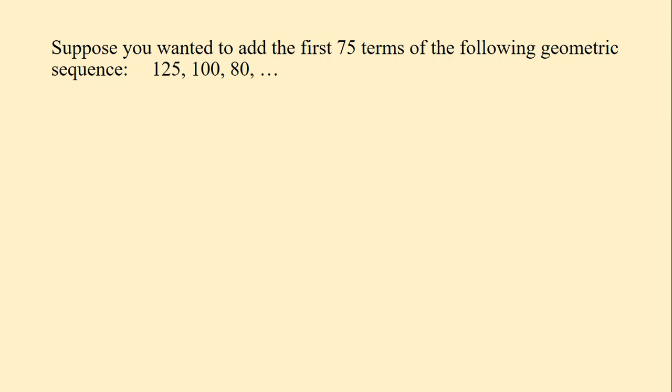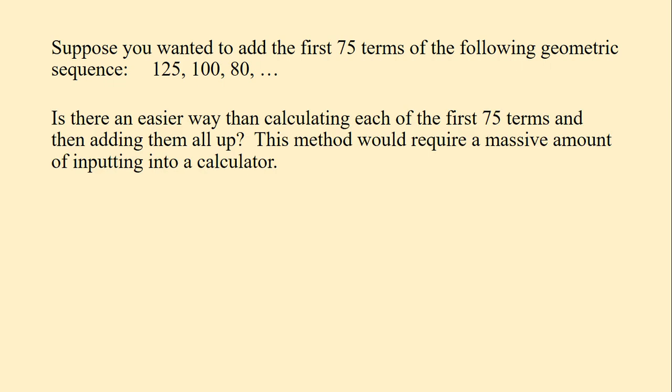To set the stage, suppose you wanted to add the first 75 terms of the following geometric sequence, a sequence that progresses from 125 to 100 to 80, etc. Incidentally, the value of r there is 0.8. Is there an easier way than calculating each of the first 75 terms and then adding them all up? This method would require a massive amount of inputting into a calculator and be prone to error.